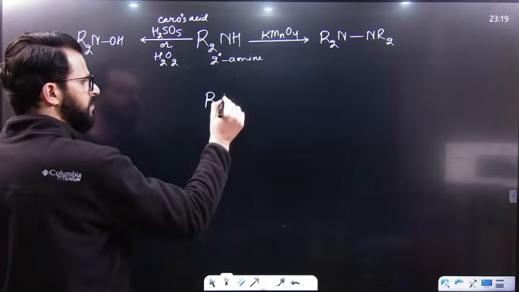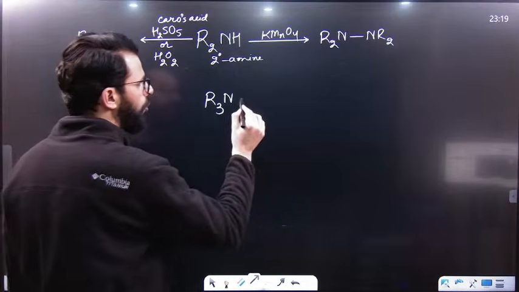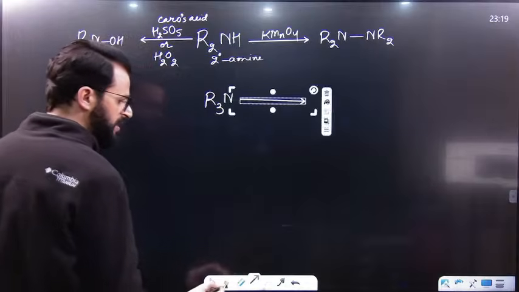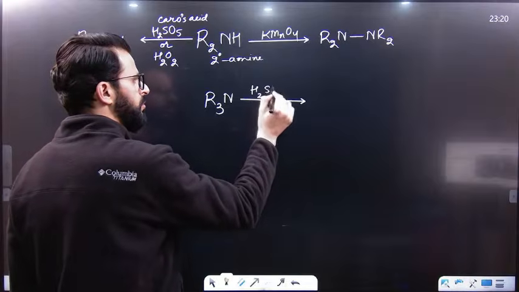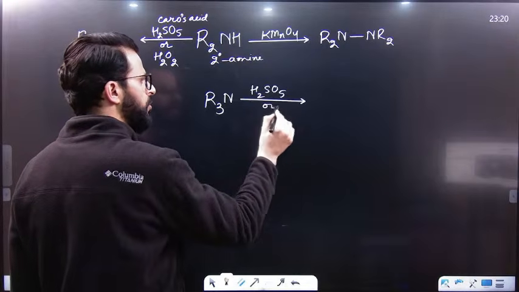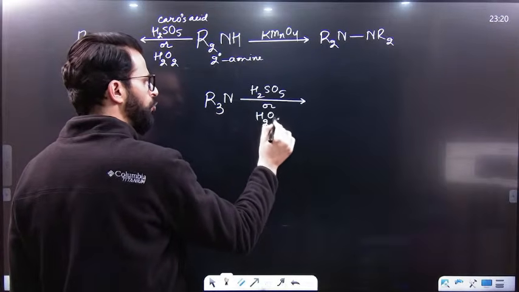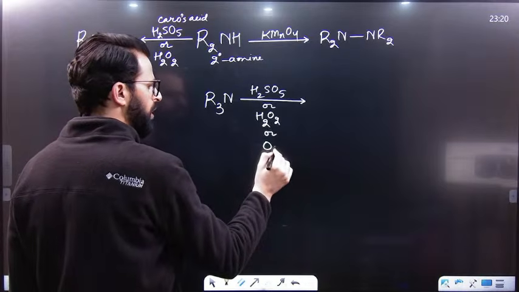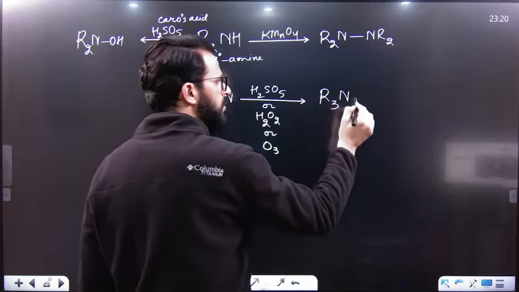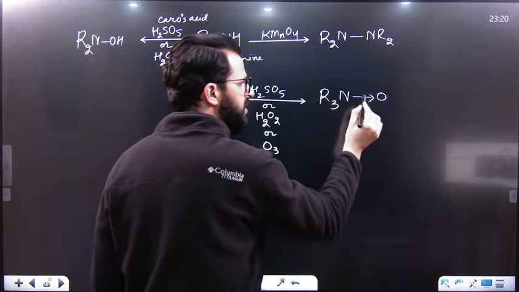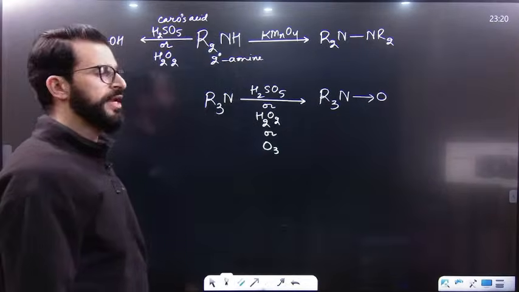And remember, tertiary amines generally do not get oxidized by using KMnO4. That's why we either use Caro's acid, or we use H2O2, or we use ozone. Now, it results in the formation of amine N-oxide. This is a coordinate bond between nitrogen and oxygen.